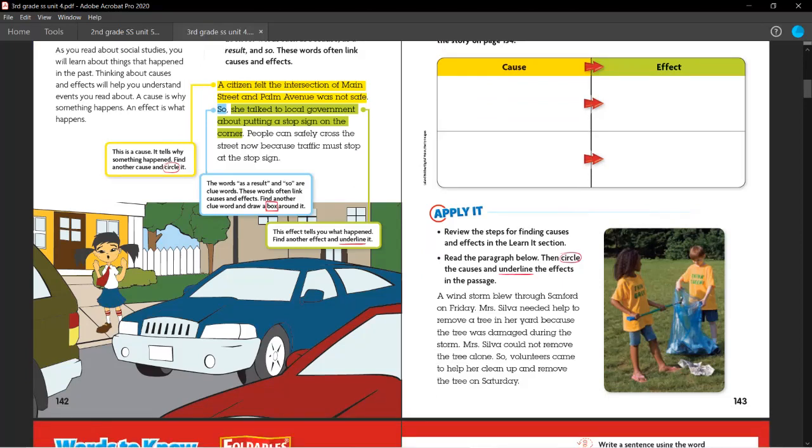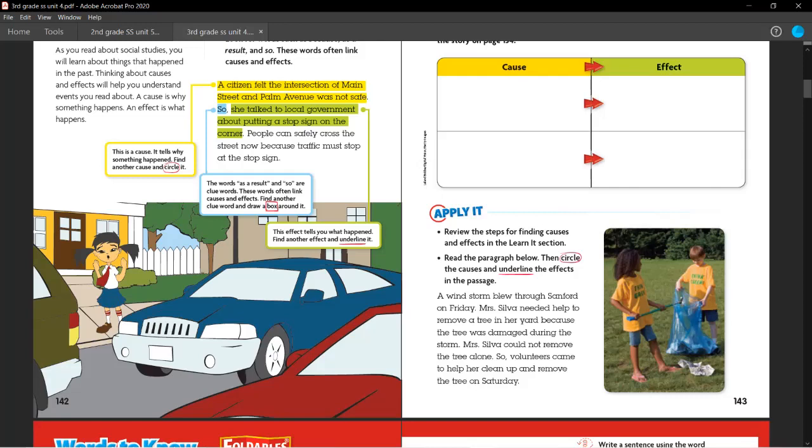Now let's take a look at the Apply It section. Review the steps for finding causes and effects in the Learn It section. Read the paragraph below, then circle the cause and underline the effects in the passage. So remember, the cause is what made something happen, and the effect is what happened because of that thing.